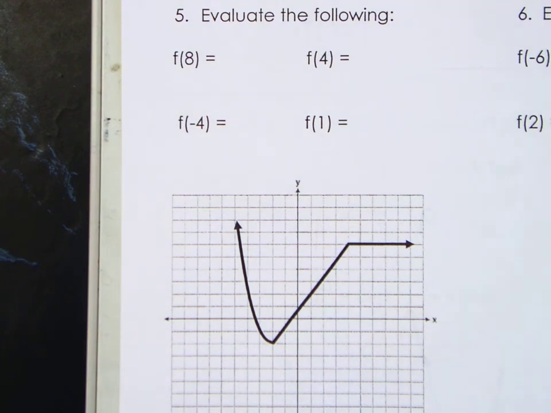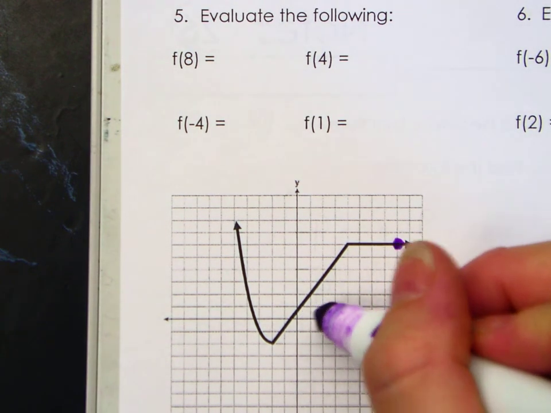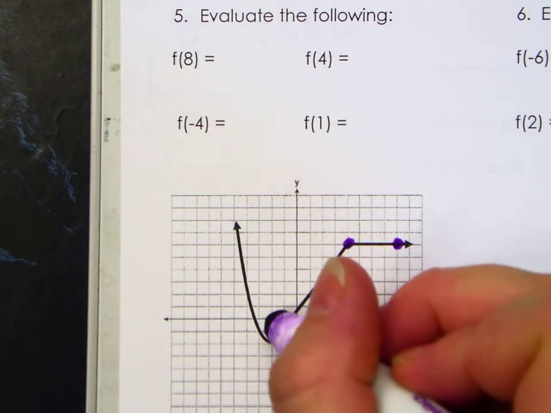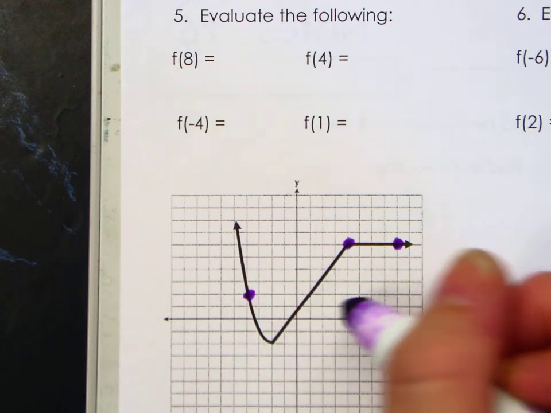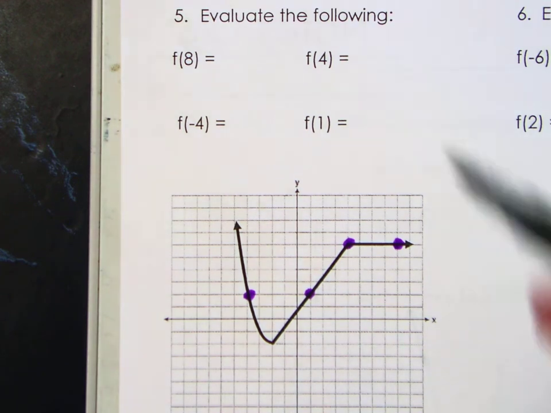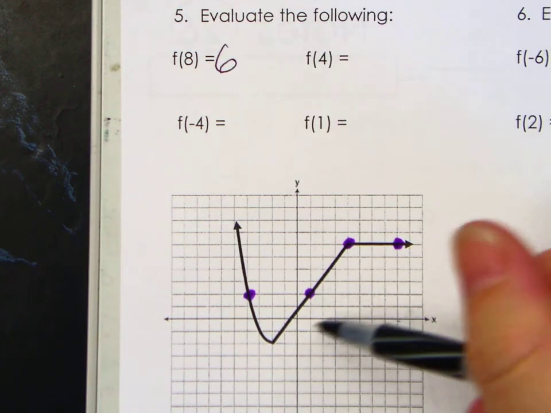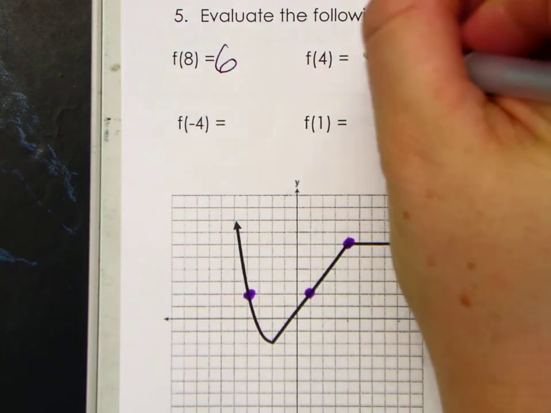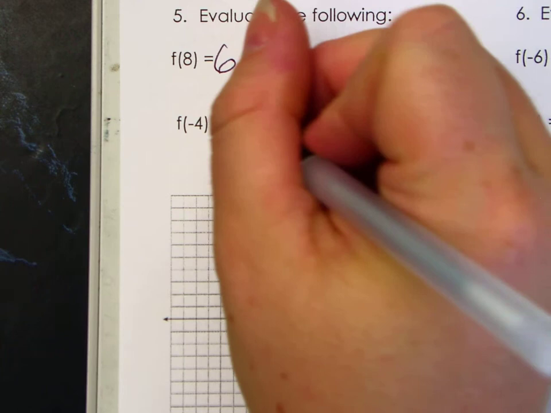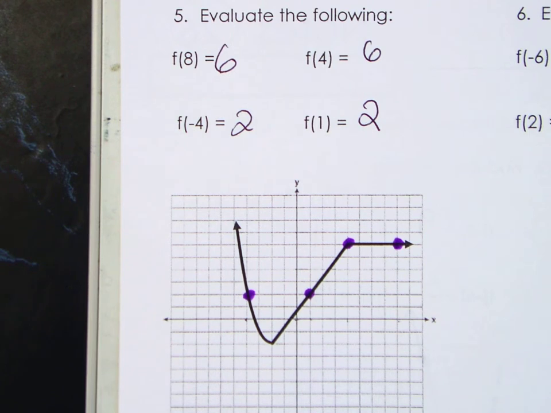F of 8. All right, so this is 8. I go up to my curve. 4. Go up to my curve. Negative 4. 1, 2, 3, 4. And 1. All right, so I put my dots. So positive 8, I went up to my curve. The y value is 6. 4, I went up to my curve. 6. Negative 4, up to my curve. 2. And 1, up to my curve. 2. And that's it. Okay?